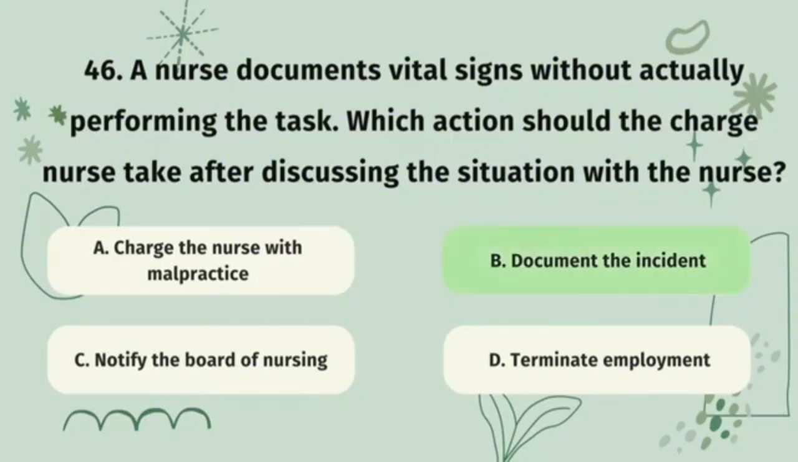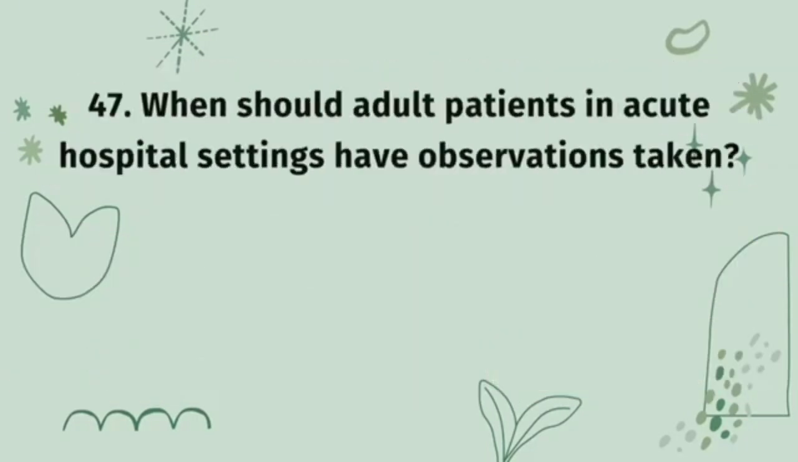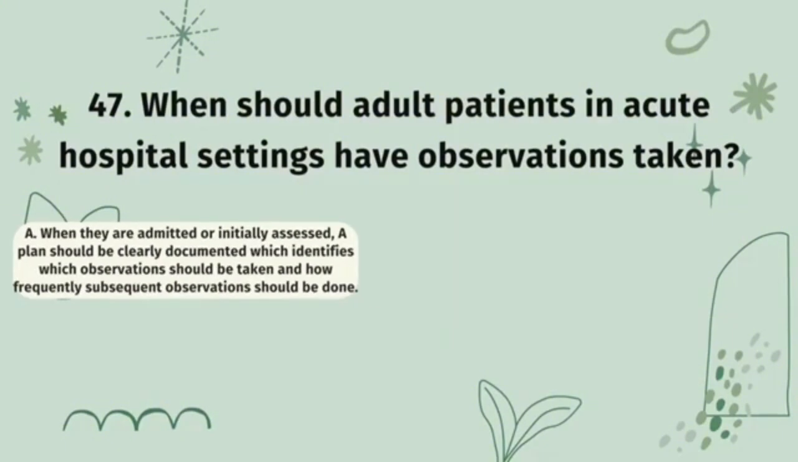The correct answer is B. Question 47. When should adult patients in acute hospital settings have observations taken? Option A. They are admitted or initially assessed.